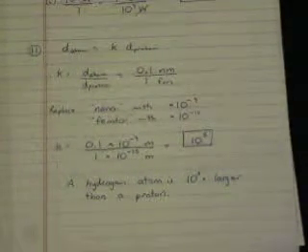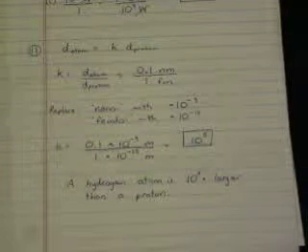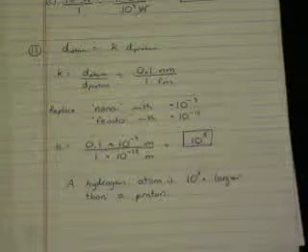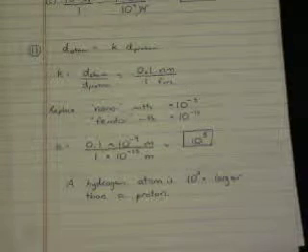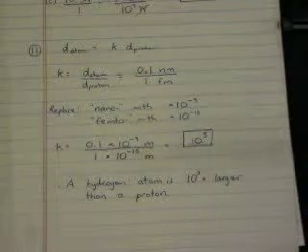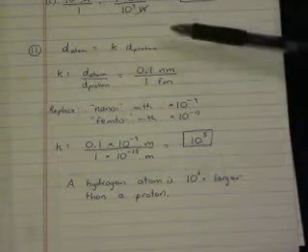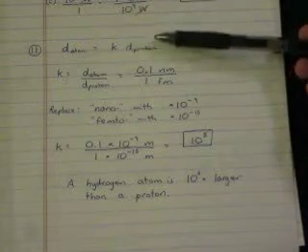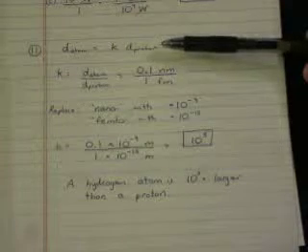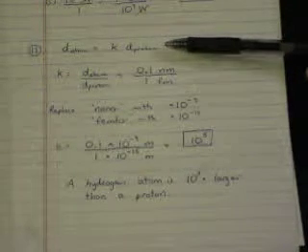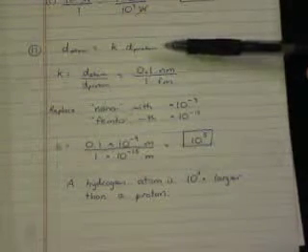For number 11, the diameter of a hydrogen atom is about 0.1 nanometer. The diameter of a proton is about 1 femtometer. How many times bigger than a proton is a hydrogen atom? So we can set up this problem by saying this: the diameter of an atom is K times the diameter of a proton. So K is the answer we're looking for. How many times bigger than a proton is an atom? So we want to solve for K.